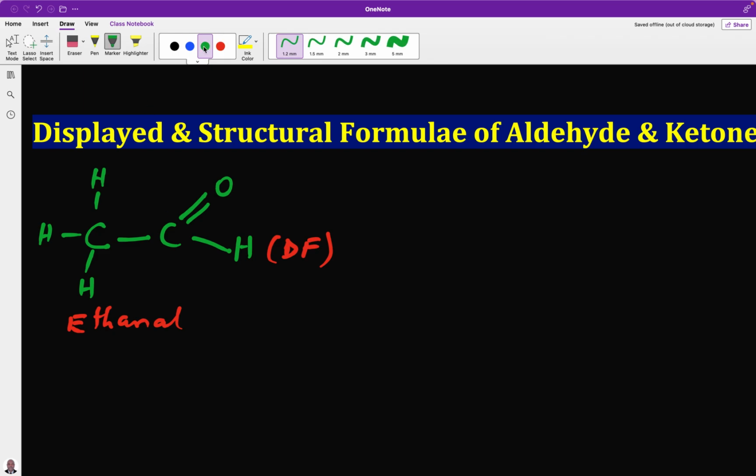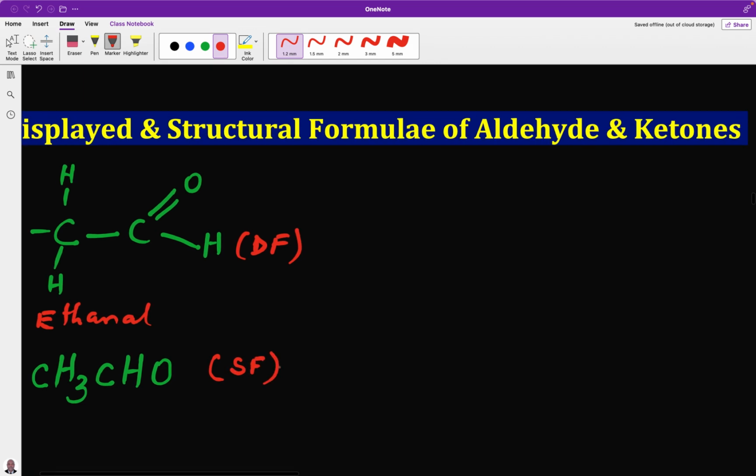Then its structural formula will be, 1, 2, 3. There are 3 carbons, CH3, CHO. That will be the structural formula, SF, the structural formula.